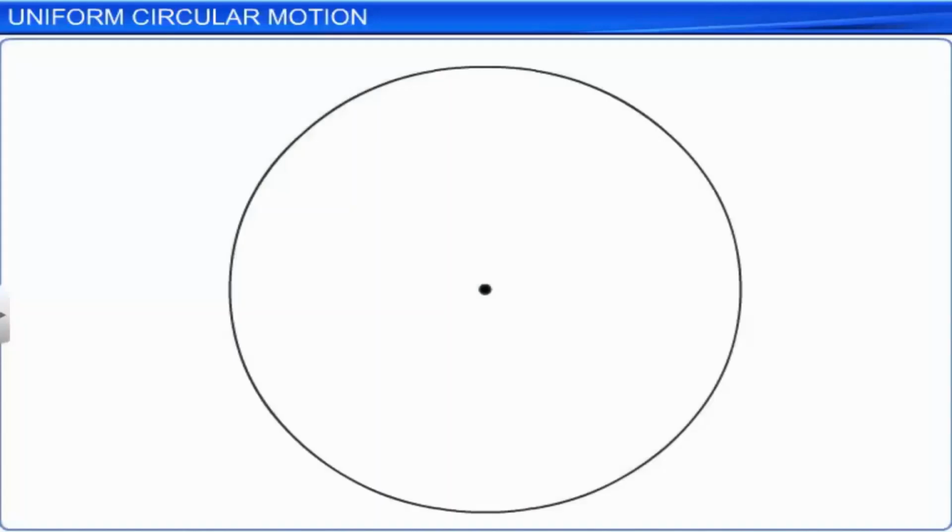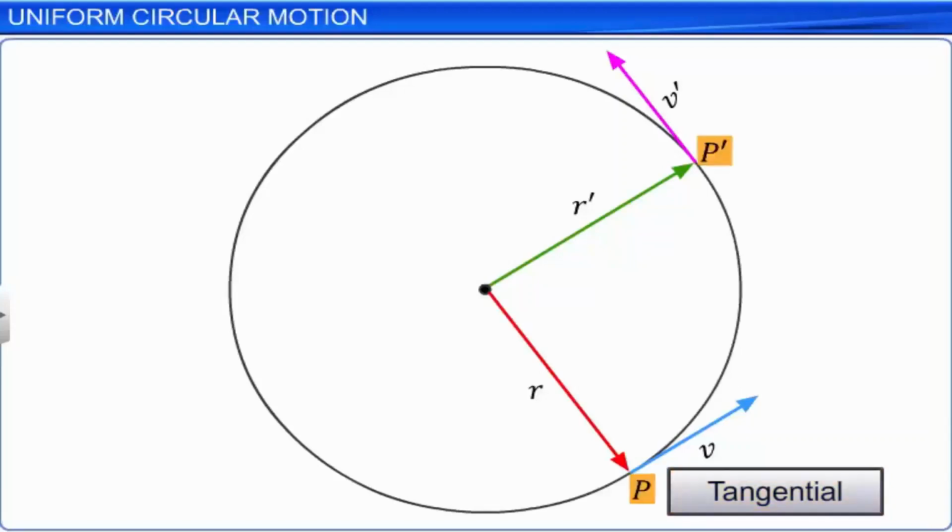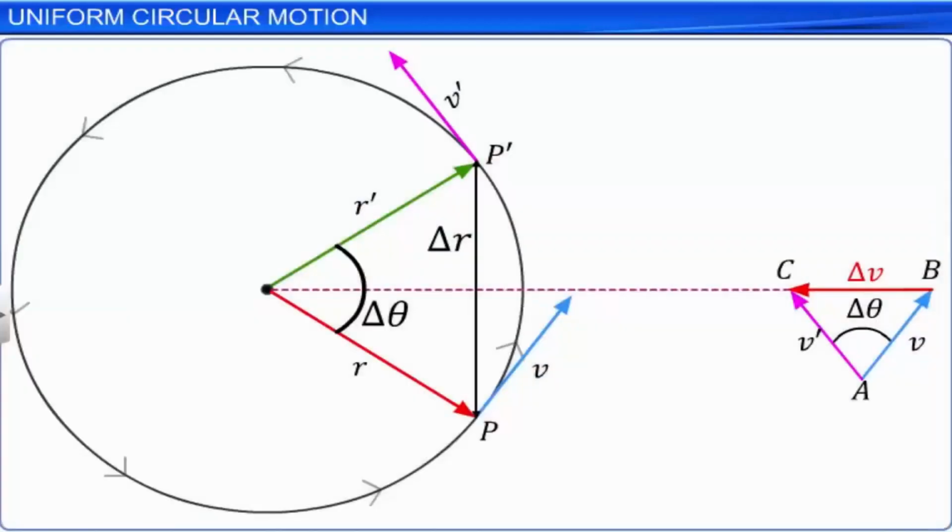Here, r and r' are the position vectors, and v and v' are the velocities of the body at points P and P'. As the body is moving in the circular path, the velocity vectors will be tangential to the circle at the points P and P'. The change in velocity delta v is obtained by using the triangle law of vector addition.